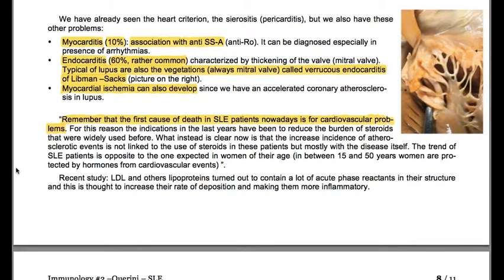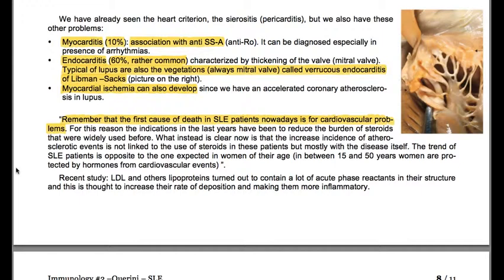Myocardial ischemia can also develop since we have an accelerated coronary atherosclerosis in lupus. Remember that the first cause of death in SLE patients nowadays is cardiovascular problems. For this reason, the indication in the last years has been to reduce the burden of steroids that were widely used before. What instead is clear now is that the increased incidence of atherosclerotic events is not linked to the use of steroids in these patients, but mostly to the disease itself.